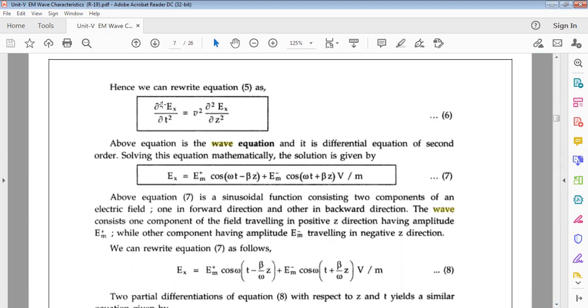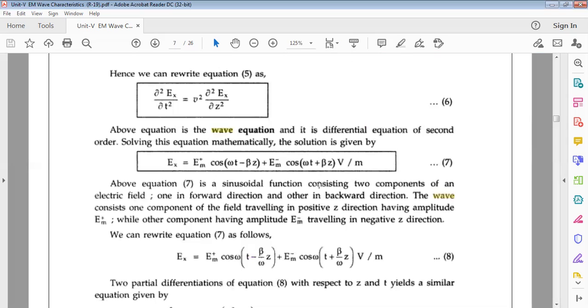∂²Ex/∂t² is equal to v² into ∂²Ex/∂z². The above equation is a wave equation, and it is a second order differential equation. Solving this mathematically, the solution is given by taking Ex, the electric field in the X direction, as a cosine wave having a positive amplitude and a negative amplitude. Let us assume Ex is equal to Em plus cos(ωt minus βz) plus Em minus cos(ωt plus βz) volts per meter.